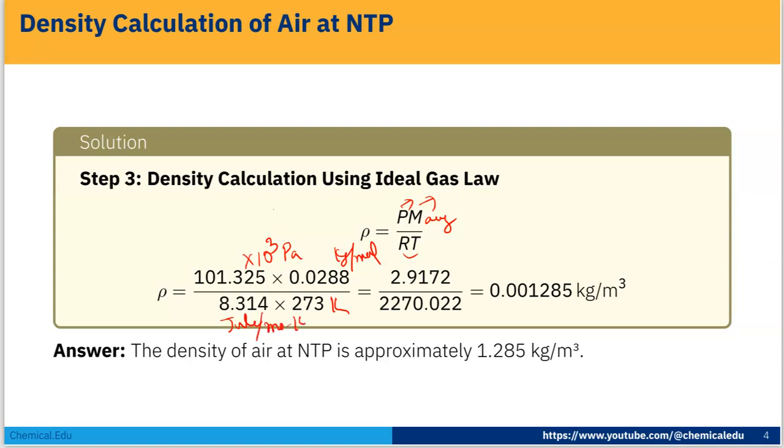So joule is nothing but Newton meter. So if we do the operation, here 10 to the power 3 will come, here also 10 to the power 3 will come. So now you will get 1.285 kg per meter cube. So the density of the air at NTP is approximately 1.285 kg per meter cube.